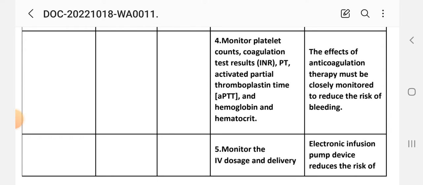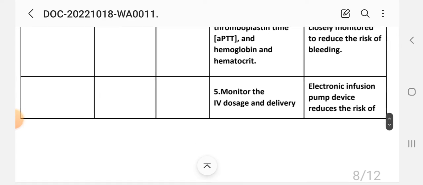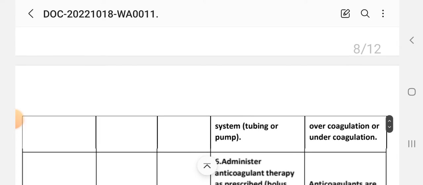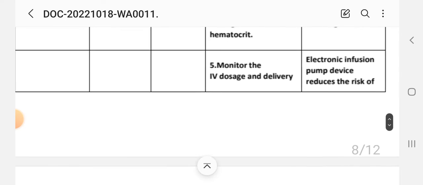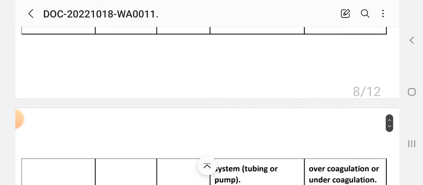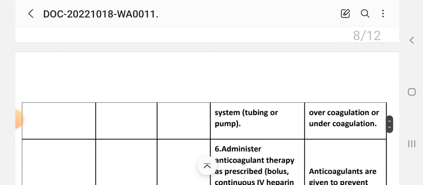results, INR, PT, activated partial thromboplastin time (APTT), and hemoglobin and hematocrit. The effect of anticoagulation therapy must be closely monitored to reduce the risk of bleeding. Fifth intervention, monitor the IV dose and delivery system, tubing or pump. An electronic infusion pump device reduces the risk of overcoagulation or undercoagulation.